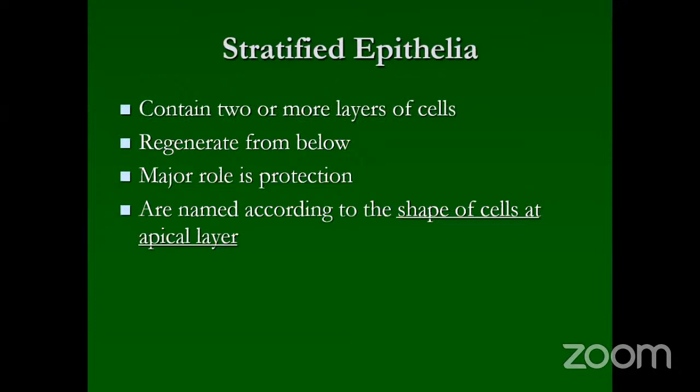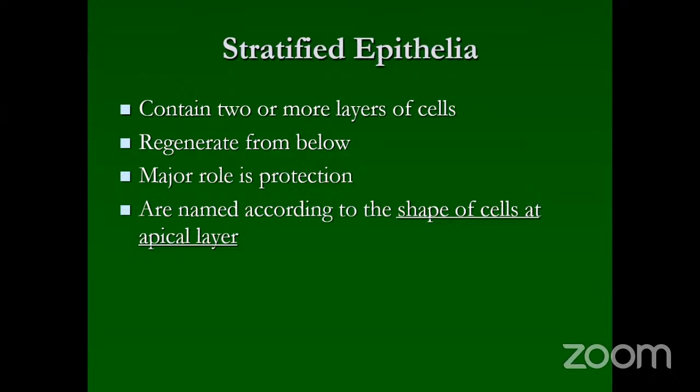The next is stratified epithelium. So stratified means layers, multiple layers. So it usually contains 2 or more layers of cells. And they will regenerate from below, that is the basement membrane. And the major role is involved in the protection. So the multiple layers, what will they be doing? They will be protecting the tissue. They will be protecting the organ. Therefore, this tissue is involved in the protection.